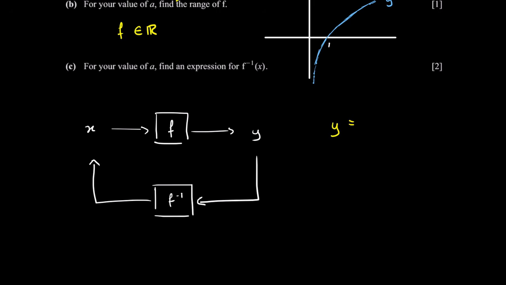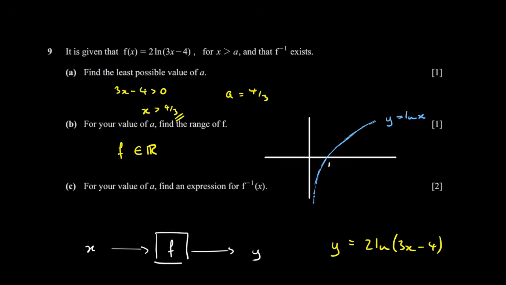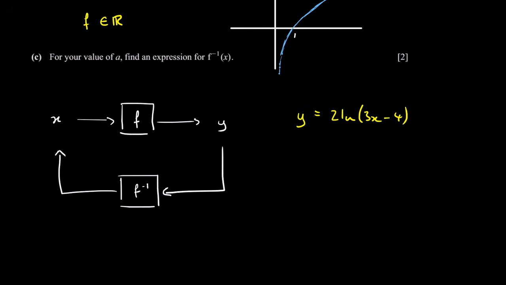So if we've got y is equal to 2 ln(3x − 4), I think that was it. Let me just double check that. Yeah, 2 ln(3x − 4). We're just going to rearrange it. So y/2 is equal to ln(3x − 4). We can convert it to exponential form: e to the power of y/2 is equal to 3x − 4. So x is equal to (4 + e^(y/2)) divided by 3.